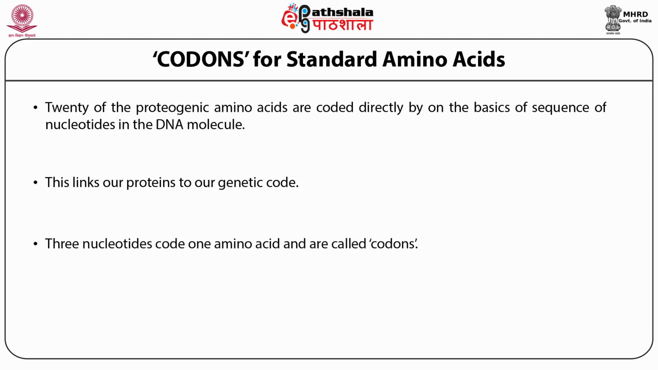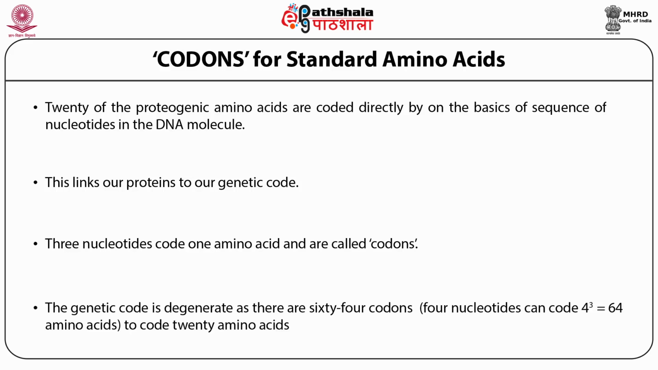3 nucleotides like AAA, AGA, UUC code one amino acid, and these are called codons. The genetic code is degenerate, as there are 64 codons. Because there are 4 nucleotides, first position can be taken by 4, second by 4, and third by 4. So total it is 4 to the power 3 equal to 64 amino acid codons, but they code only 20 amino acids. So our codons are degenerate.